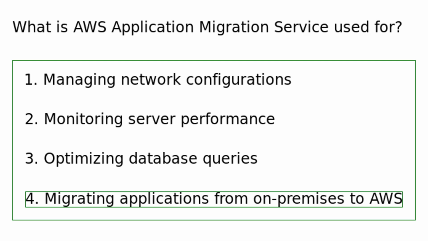AWS Application Migration Service is specifically used for migrating applications from on-premises to AWS, ensuring a smooth transition.